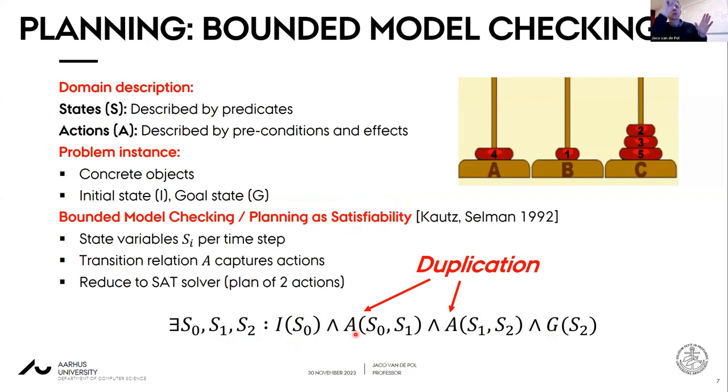Because the A talks about all the board positions. And maybe we don't want to generate such huge formulas, and we want to share these copies of A. And that's actually what leads us to look at QBF, because that's much more concise.